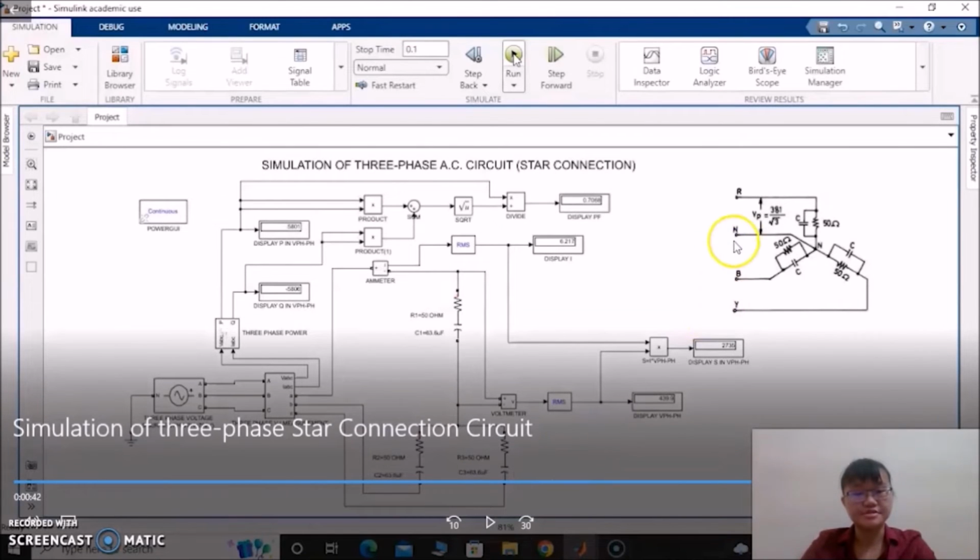Alright, so this is the result. The power factor is 0.7068. The current is 6.217 ampere. The apparent power is 2735 volt ampere. The voltage is 439.9 volt. The active power is 5801 watt. And also the reactive power is negative 5806 watt. Alright, that's all for me.